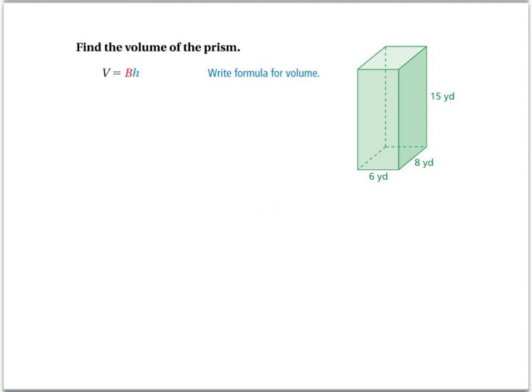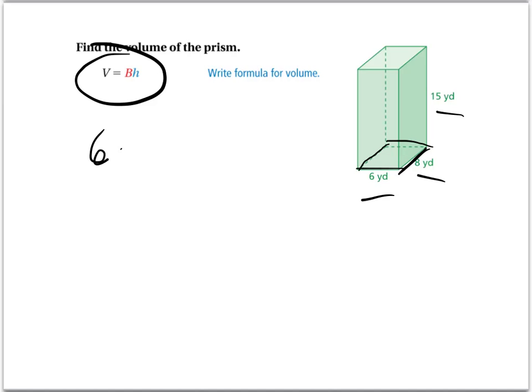Here's just a prime example of this. I've got just a plain old rectangular prism here, 6 by 8 by 15. I want the volume of it. Well, as I just told you, that is the formula for volume. I got to first do the base. Now the base is 6 by 8. So that means that the base would be 48.